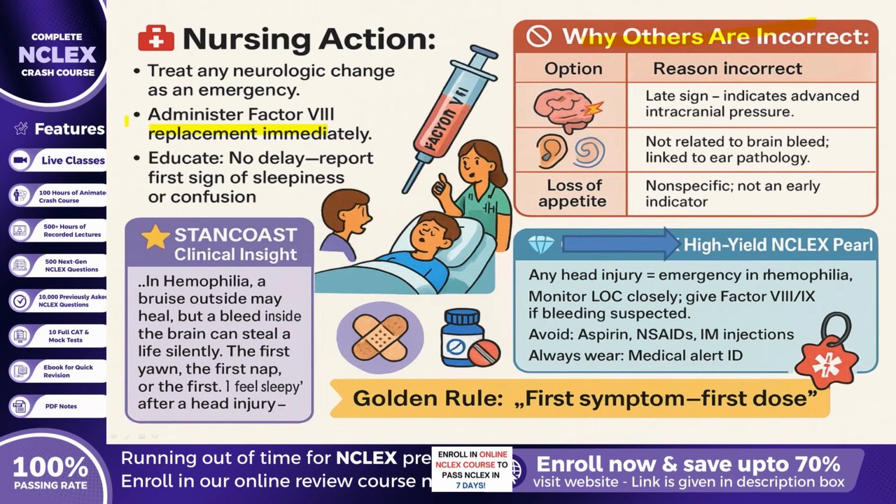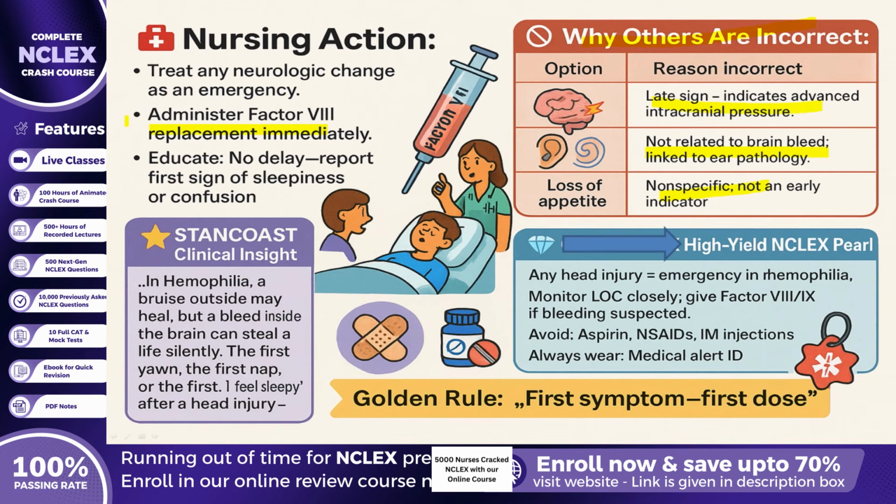Option A, which mentions seizures, reflects a late sign of intracranial hemorrhage. Waiting until this occurs could delay urgent intervention. Option C, ringing in the ears or tinnitus, is not related to intracranial bleeding. It is more often linked to ear infections, ototoxic medications, or pressure changes in the ear. Option D, which focuses on loss of appetite, is nonspecific and unrelated to neurological bleeding. Though nausea and vomiting may accompany raised intracranial pressure, loss of appetite alone is not a reliable early indicator.